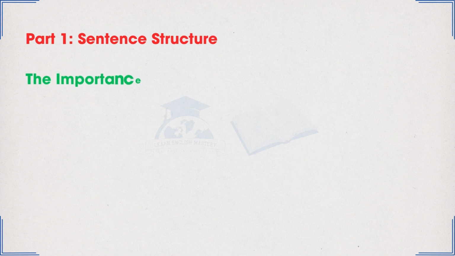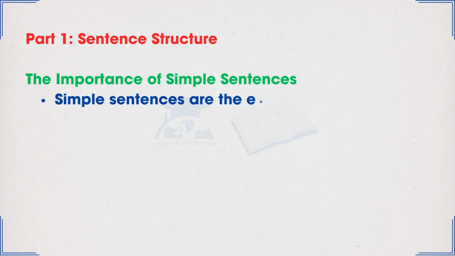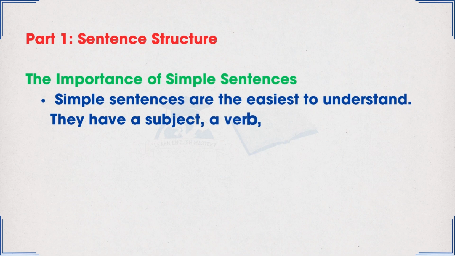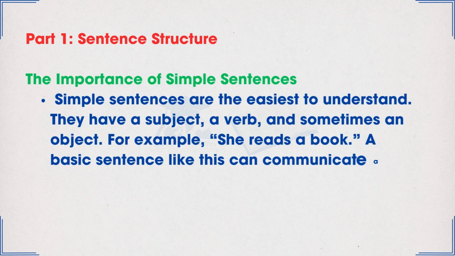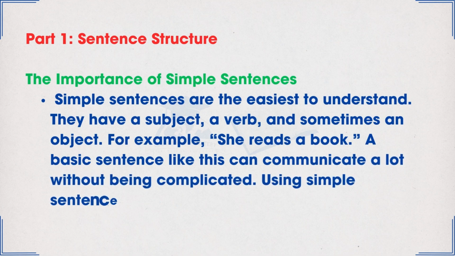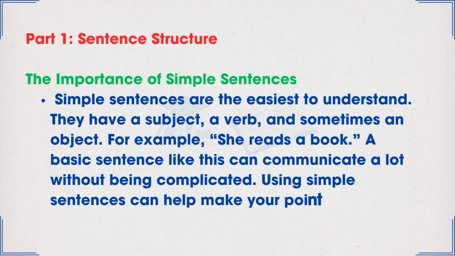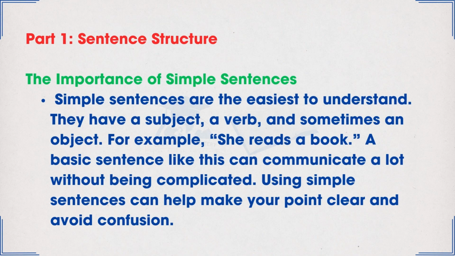Part 1. Sentence Structure. The importance of simple sentences. Simple sentences are the easiest to understand. They have a subject, a verb, and sometimes an object. For example, she reads a book. A basic sentence like this can communicate a lot without being complicated. Using simple sentences can help make your point clear and avoid confusion.